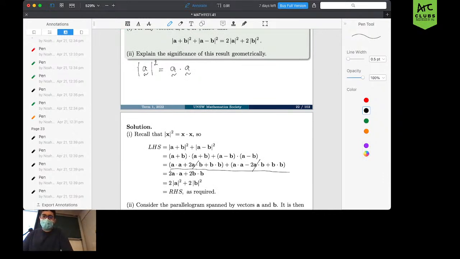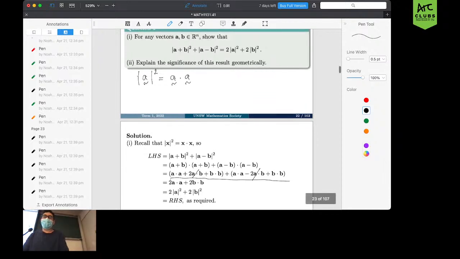Does anyone have any questions about that part? Usually these questions are the most straightforward. There really is only one thing you can do when you see that equation you're trying to prove. You're just rewriting the magnitude squared as the dot products, and then expanding and then reconverting it back into the magnitude squared. So does anyone have any questions about that first part? Cool. Part 2, I think, is a little more interesting.